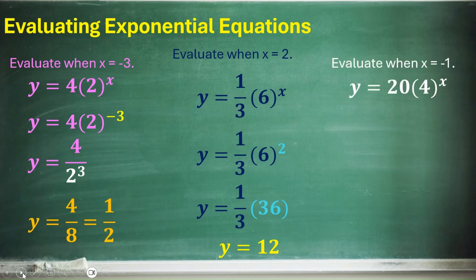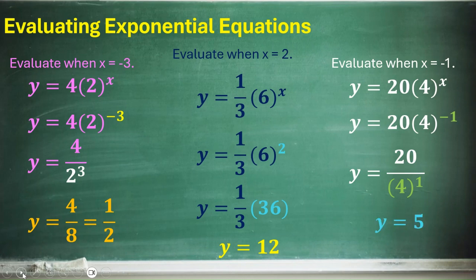And our last one, we are evaluating y equals 20 times base 4 to the x power when x equals -1. That means we substitute -1 in for x. When we do that, we end up with 20 times 4 to the power of -1. We're using the property of negative exponents. So again, we are moving the base 4 and its exponent to the denominator. And when we do that, our exponent becomes positive. So that gives us 20 divided by 4, which is a y value of 5.